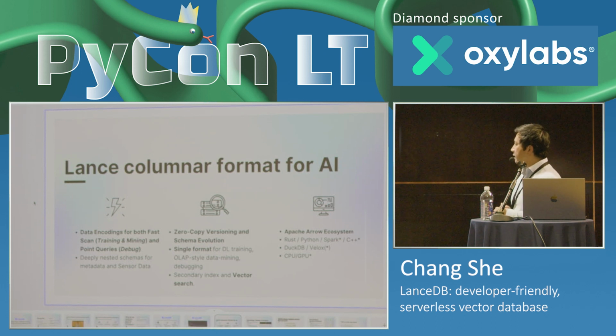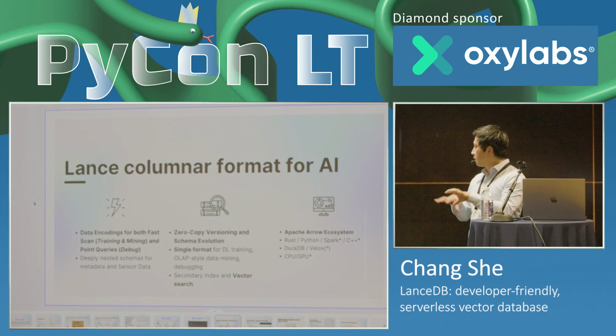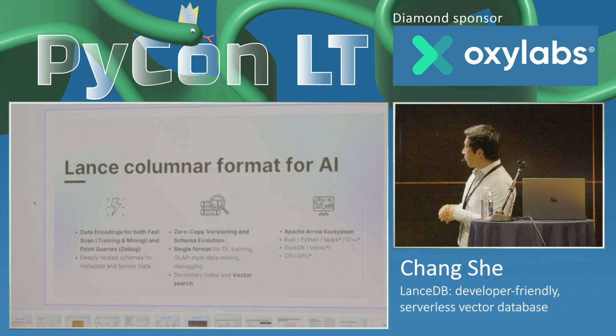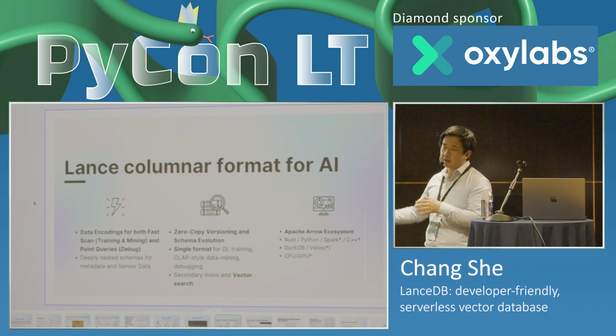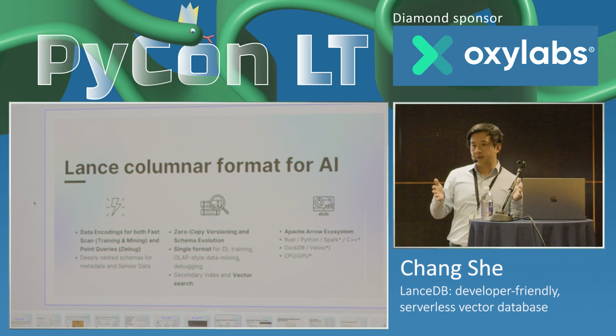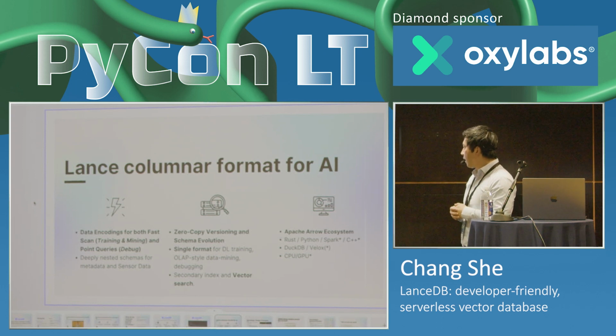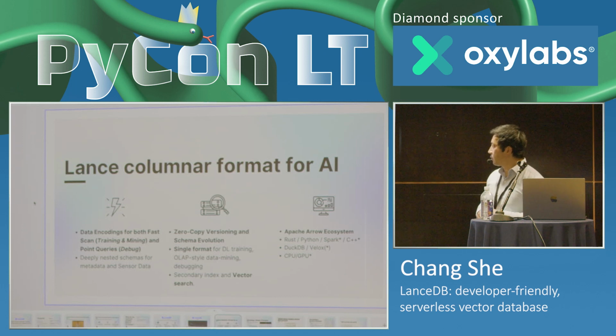Lance also comes natively with what we call zero copy versioning. So if you append a bunch of rows to Lance, we can automatically version it so you can roll back, and we don't have to store duplicate copies. We support schema evolution as well, so you can add a column without having to copy the rest of the data. We're working on a write-ahead log, so we can support rapid updates and deletions as well.